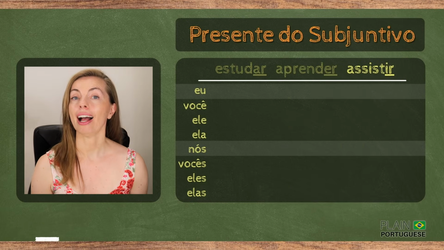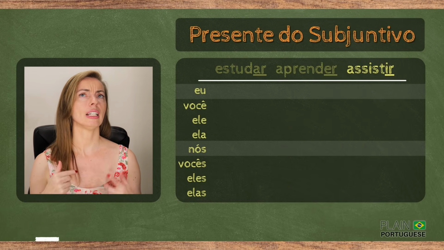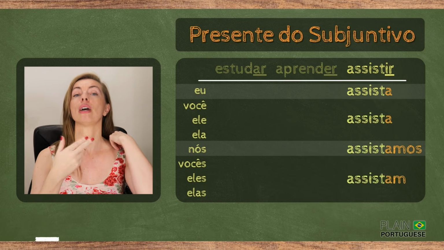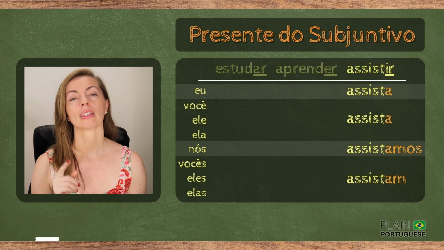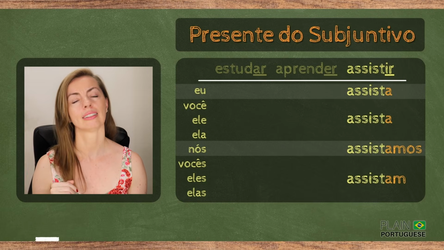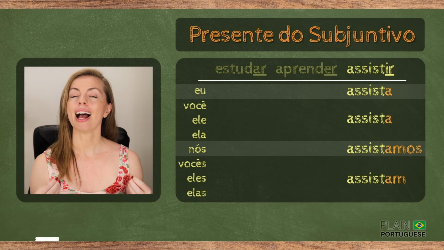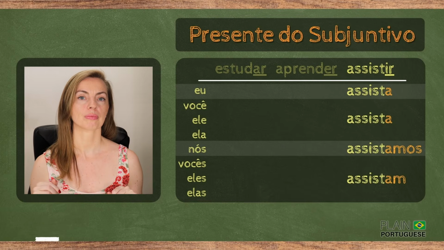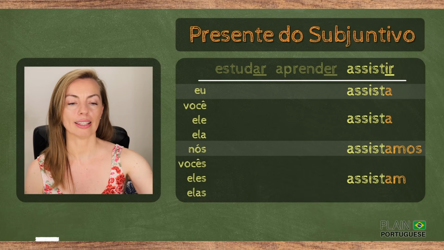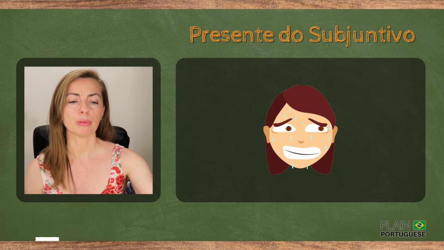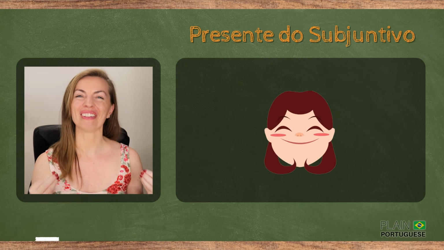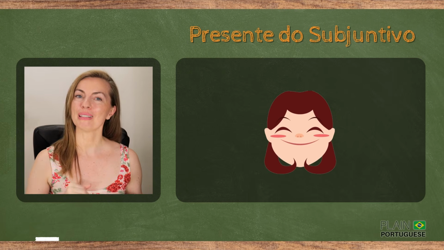Muito bem. Assistir. Assistir in the present indicative. Eu assisto. Drop the final O. Que eu assista, que você, que ele, que ela assista, que nós assistamos, que vocês, que eles, que elas assistam. Even irregular verbs, Bia, most. Yeah, surprisingly, most irregular verbs do follow this pattern.